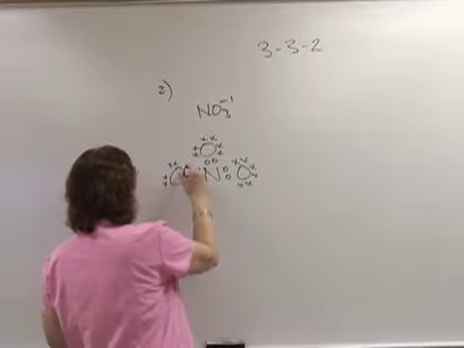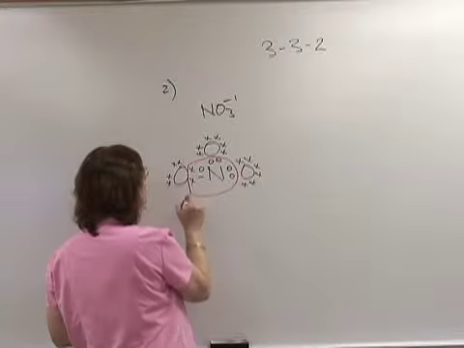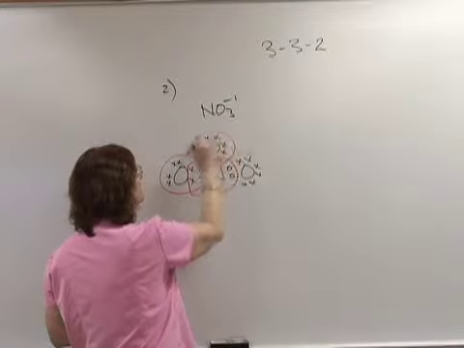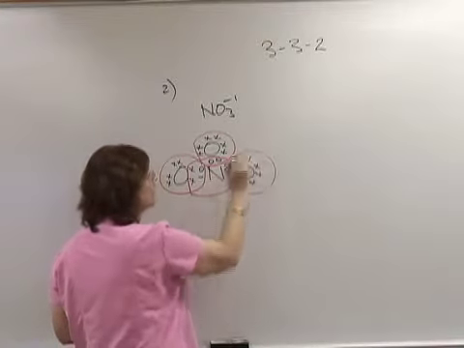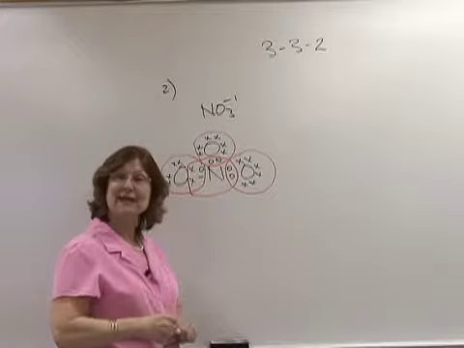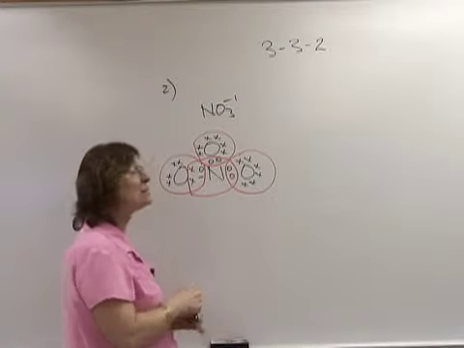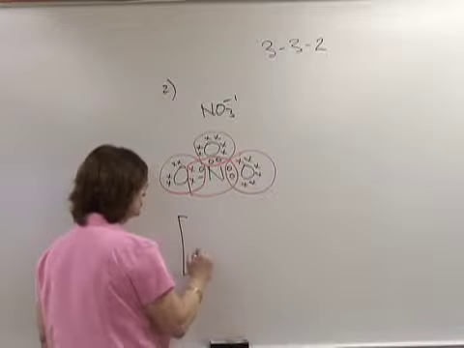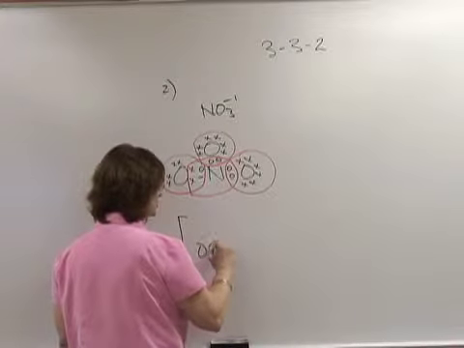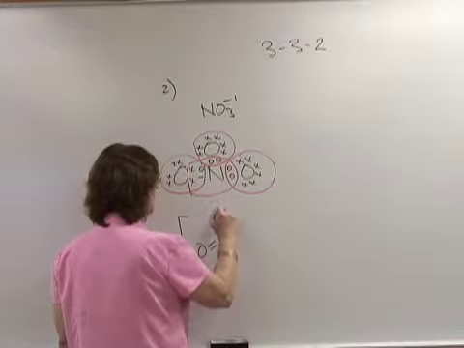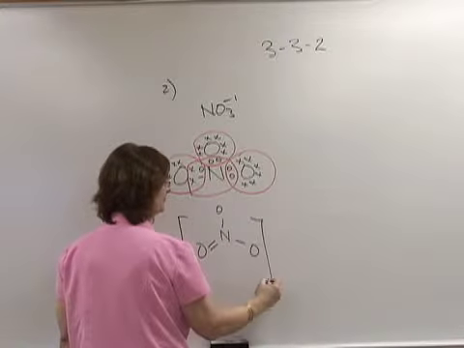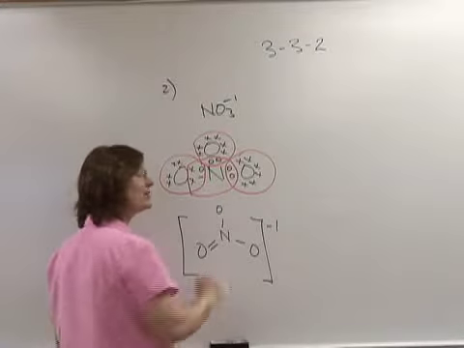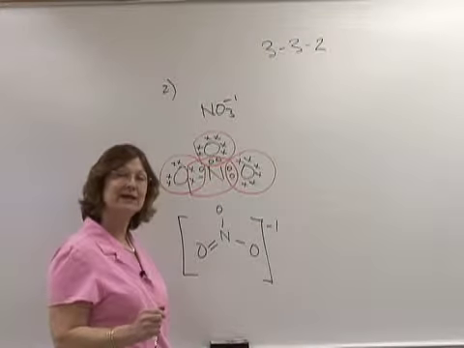So now I have these eight around this nitrogen, eight around the oxygen, eight around this oxygen, and eight around this oxygen. Therefore, I can see that I have one double bond. And anytime I have a double bond, resonance is possible. The way that I'm going to draw this is, here is my oxygen, nitrogen, oxygen, and oxygen. And whenever I have a charged particle, I have to show that I took care of that charge by putting it outside of the brackets.